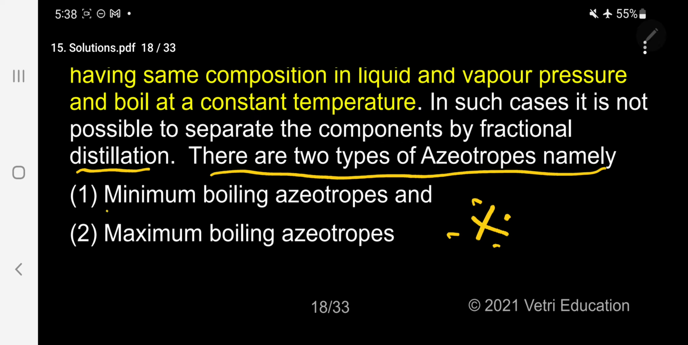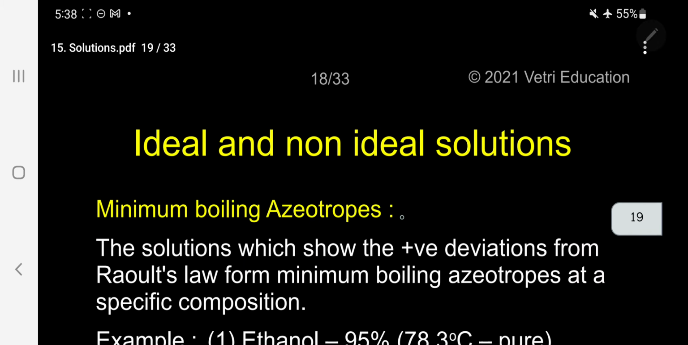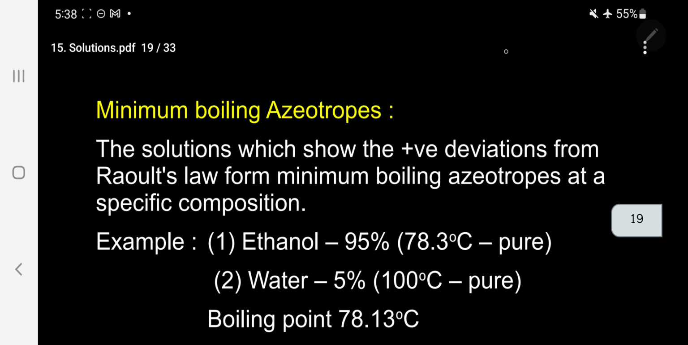One is minimum boiling point azeotrope, that is water and alcohol, I told you. Another is maximum boiling azeotrope, that is water and nitric acid. Kindly follow. Let me go here. Example I am giving now. Minimum boiling azeotropes, I told you, now I am giving in detail.